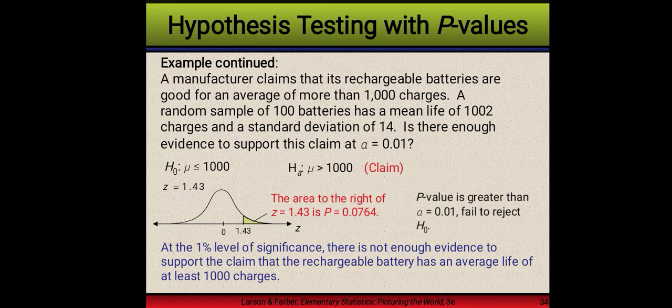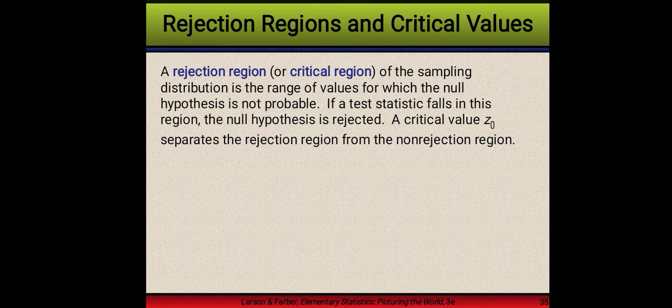A rejection region, or the critical region of the sampling distribution, is the range of values for which the null hypothesis is not probable. If a test statistic falls in this region, the null hypothesis is rejected. Then a critical value z sub-zero separates the rejection region from the non-rejection region.